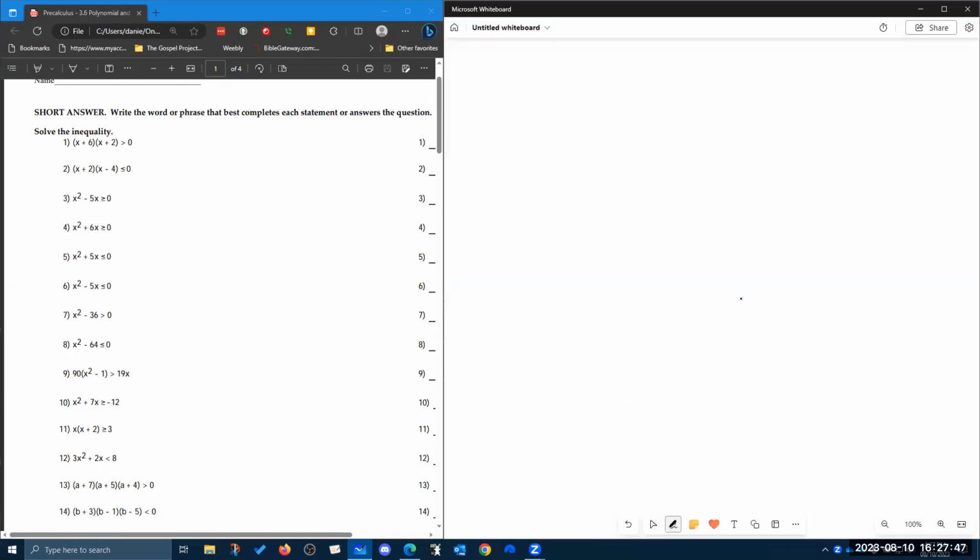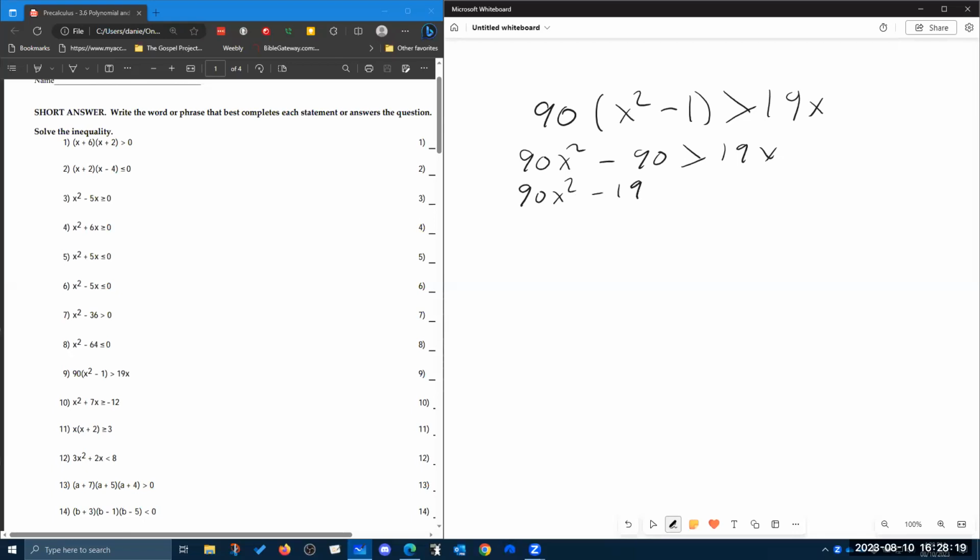I'm going to skip down a ways now and talk about another type of problem that we're going to have. 90 times x squared minus 1 is greater than 19x. Notice that the right-hand side is not equal to 0 yet. I'm going to multiply out to get 90x squared minus 90, and I'm going to subtract from both sides. Now I'm going to factor.